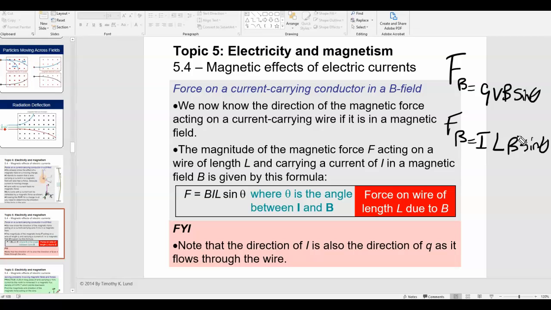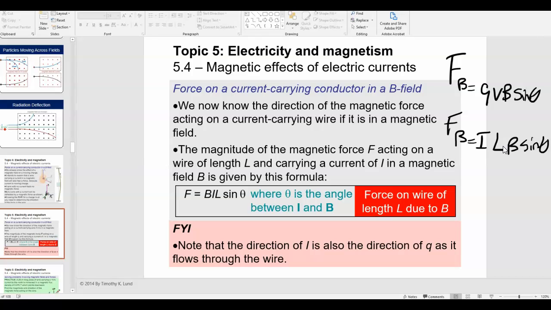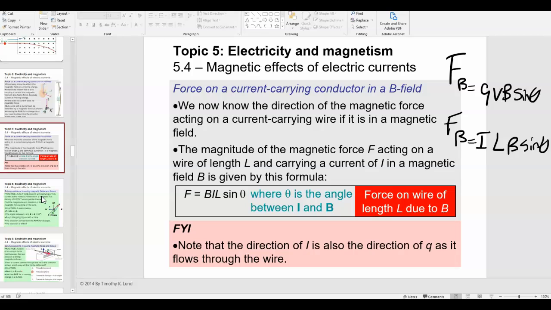Okay, so mathematically speaking, calculations with neither of these equations should be difficult. Really, the only trick is using right-hand rule number 1 to find the direction of the force. We're not going to do a ton of examples because the calculation is very simple. The trick is in the right-hand rule. Pause there, make sure you add that to your notes.